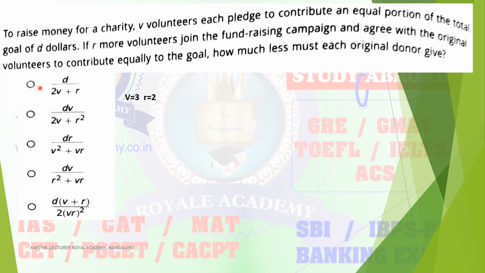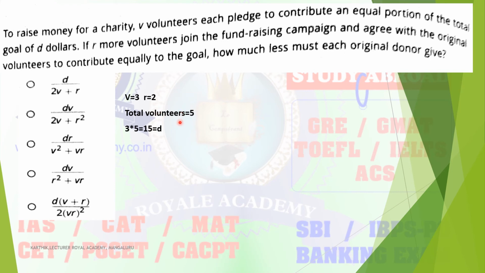Okay, so first I will take V equal to 3 and R equal to 2. V is the volunteers, the original volunteers, and R is what? R more volunteers joined, R is 2. What is the total volunteers? Original volunteers is 3 and R more volunteers joined, so the total is 5 volunteers.